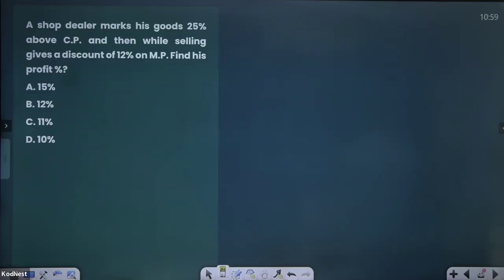Lakshmi Prasad, they will not ask you any question in rupees when only percentages are given. In this question also, no rupee value is given. Not the cost price, not selling price, not marked price. Nothing is given.